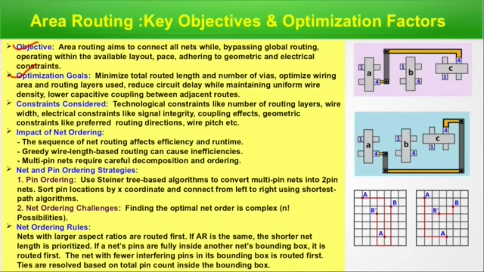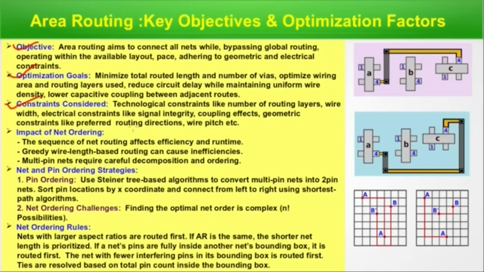Minimize total routed length and number of vias, optimize wire area and routing layer use, reduce circuit delay while maintaining uniform wire density, and lower capacitive coupling between adjacent routes. Now, the constraints considered: technological constraints like the number of routing layers, electrical constraints like signal integrity and coupling effects, and geometric constraints like preferred routing direction, wire pitch, etc. So these are the constraints.